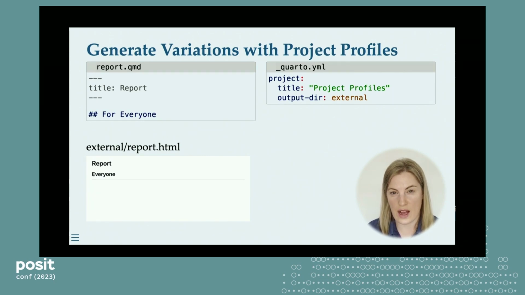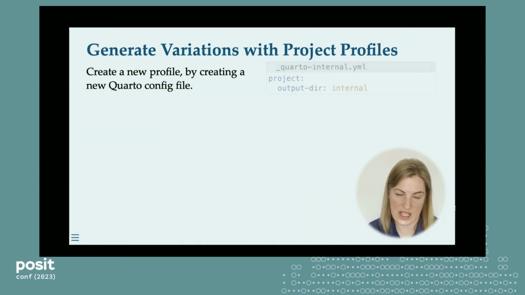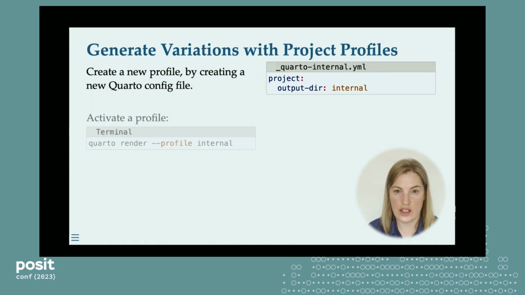To add a profile, you add another Quarto configuration file, but with an extra suffix. I'm going to call mine _quarto-internal.yaml. To activate the profile, you can add the profile option to the render command. So here I'm running quarto render with profile set to internal. When activated, the options in the profile configuration file are merged with those in the default configuration file.